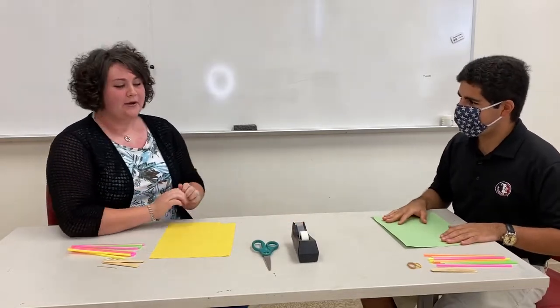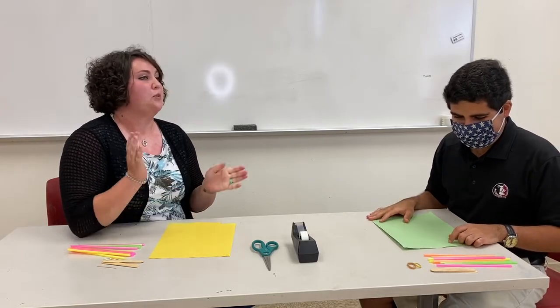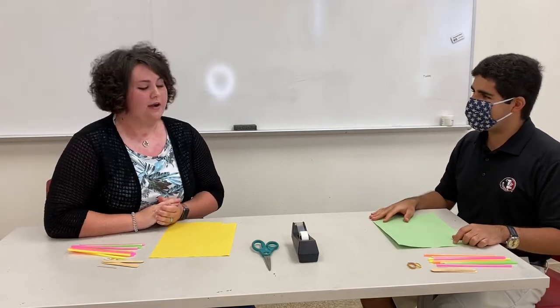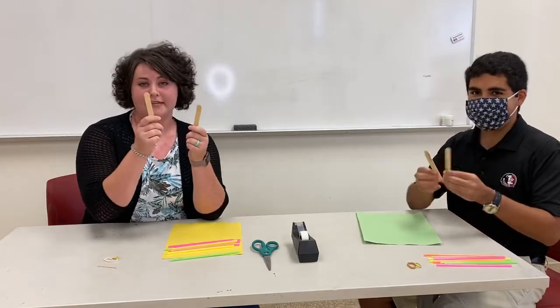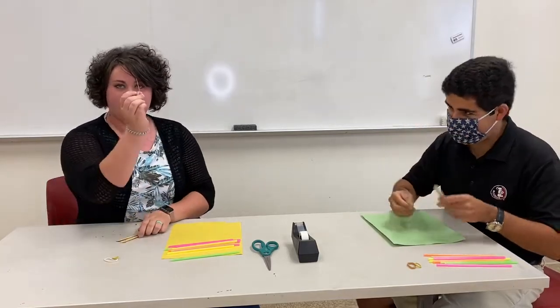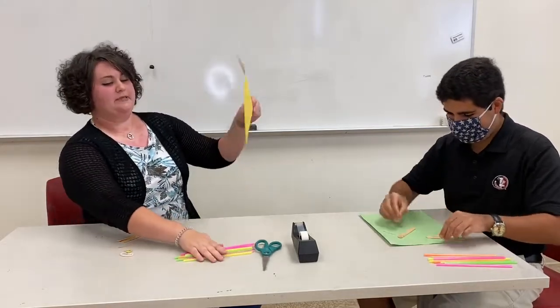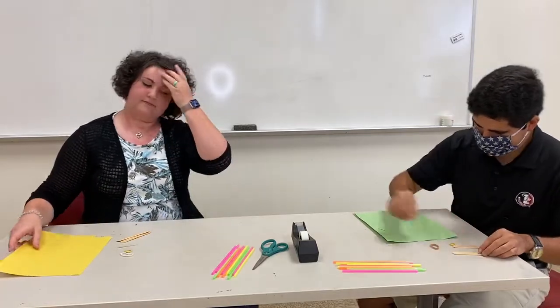So what would you like to start with? We're gonna make a harmonica, a flute, and a basic wind instrument. Why don't we start with the harmonica? That sounds like a great idea. First, you're gonna need your popsicle sticks, your toothpick, your rubber bands, and a piece of paper. You don't need your straws yet, so go ahead and put those to the side.